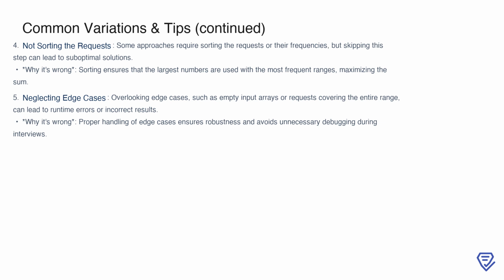Additionally, overlooking edge cases is a common mistake. Examples include scenarios where the input array is empty or when a request covers the entire range of the array. Failing to address these can result in runtime errors or incorrect results. Properly handling edge cases not only makes your code robust but also saves time during debugging, particularly in high-pressure interview settings.